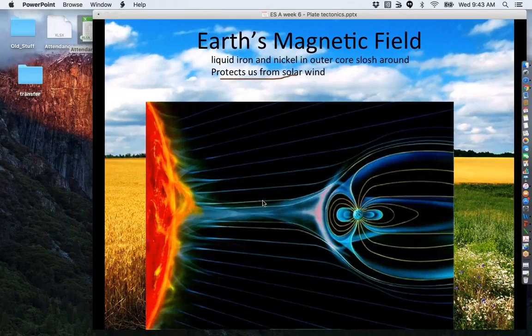The solar wind comes and it hits our magnetic field and gets deflected around so that these charged particles don't hit the Earth. At the very least, they would interfere with our communications and things like that, and electricity, but they could also do damage to us, our skin, and things like that in terms of ionizing radiation.